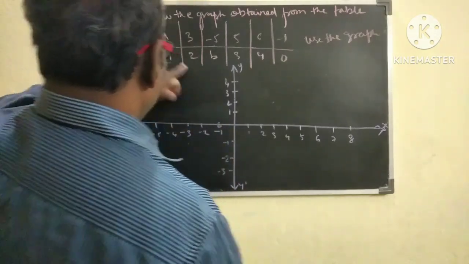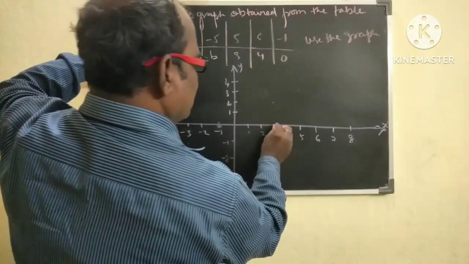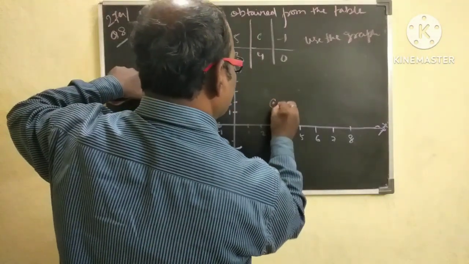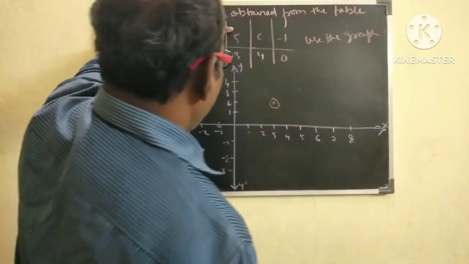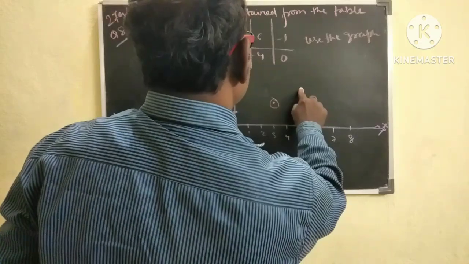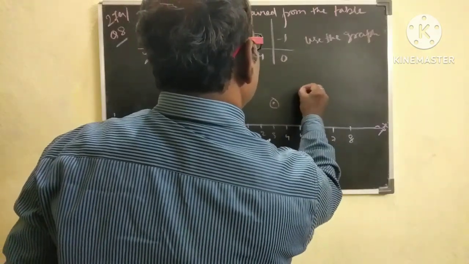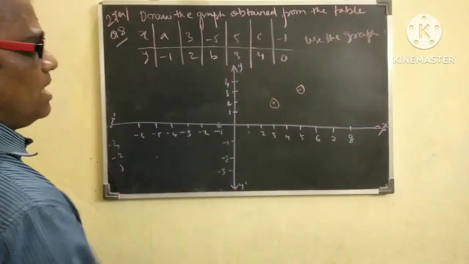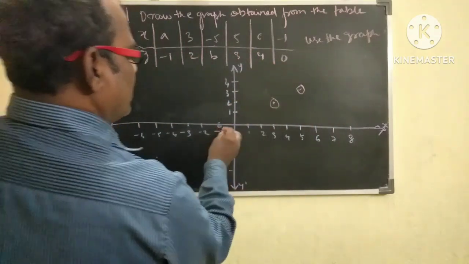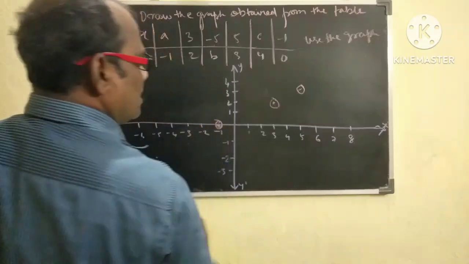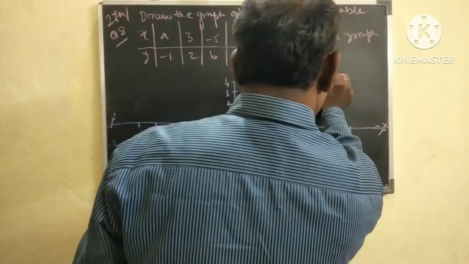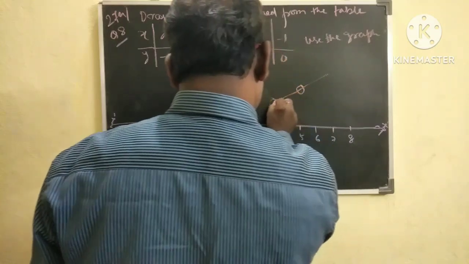First is 3, 2, that is x is 3 and y is 2, somewhere here. So this is one of the points. Next we go with 5, 3. This is 5 and this is 3, so the point will be somewhere here. So this is 5, 3. And one more point is there, minus 1, 0. X is minus 1 and y is 0. So this is the point. Now with this we have to draw a straight line, so we are drawing a straight line.